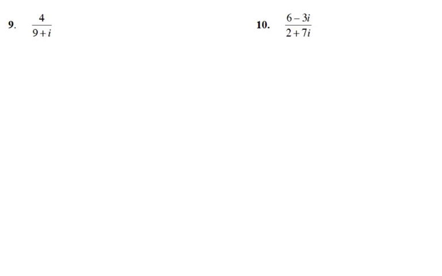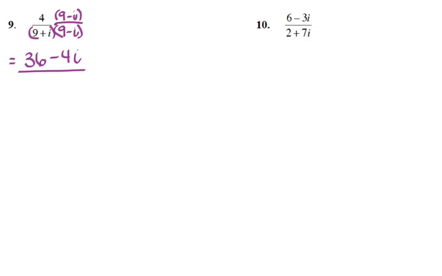For the two division problems, you're multiplying by the conjugate. So my denominator is 9 plus i, so I need to multiply by its conjugate, which is 9 minus i. And whatever I do to the bottom, I have to do to the top. And then from here, we just need to multiply. So I can distribute the 4 in the numerator. So that's 36 minus 4i.